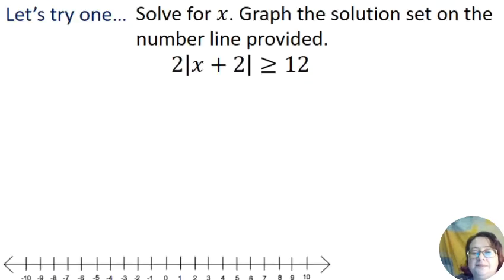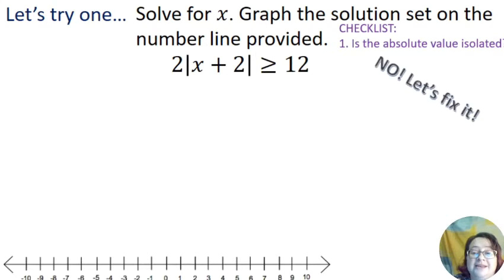Let's try another one. Solve for x, graph the solution set on the number line provided. We are still going to use our checklist. First step: is the absolute value isolated? It is not. We have to fix that. I need to get rid of the 2.